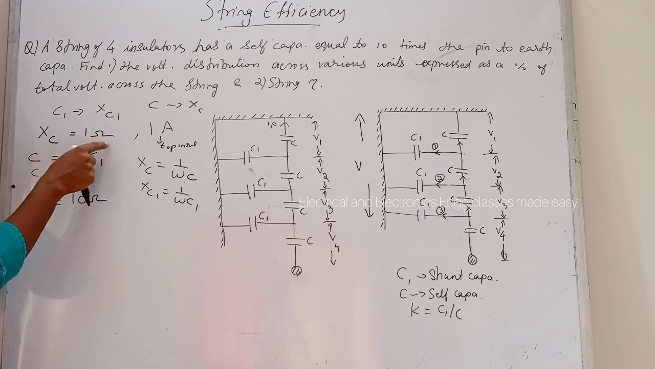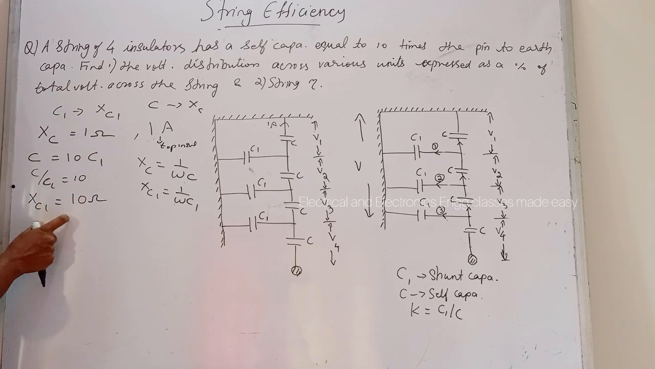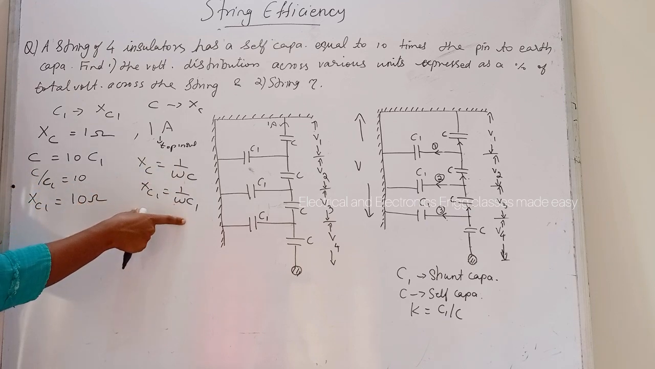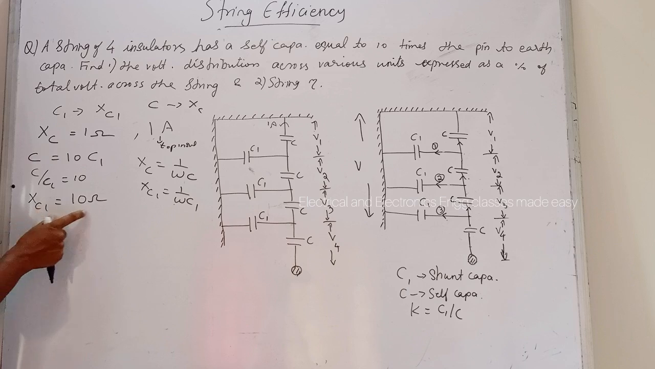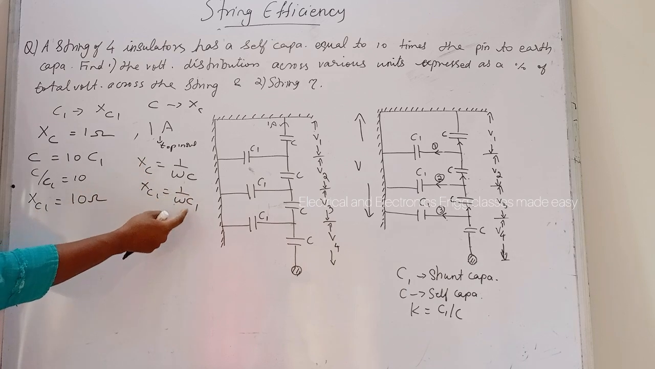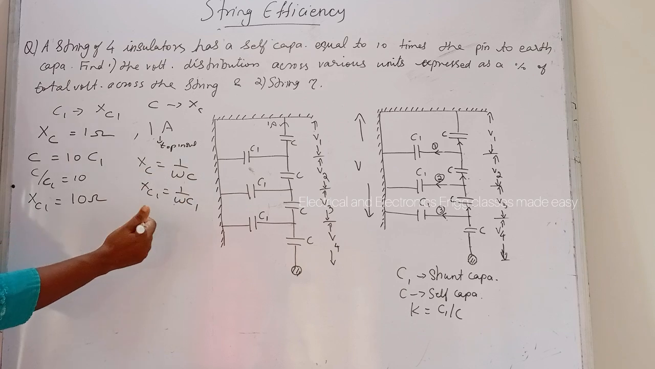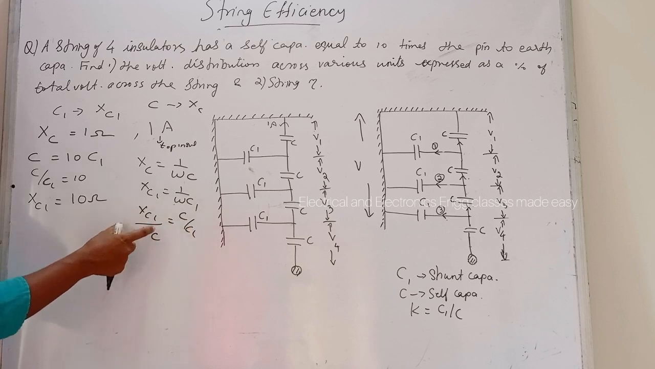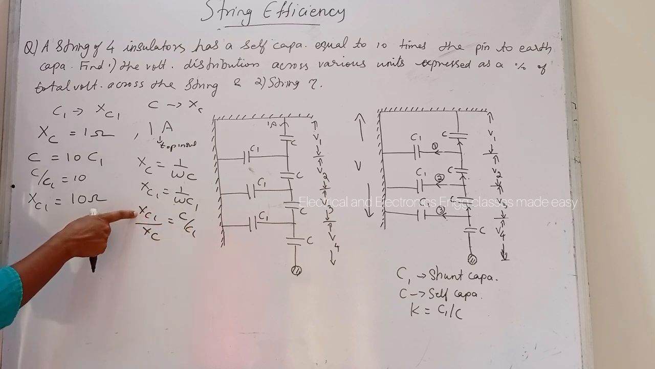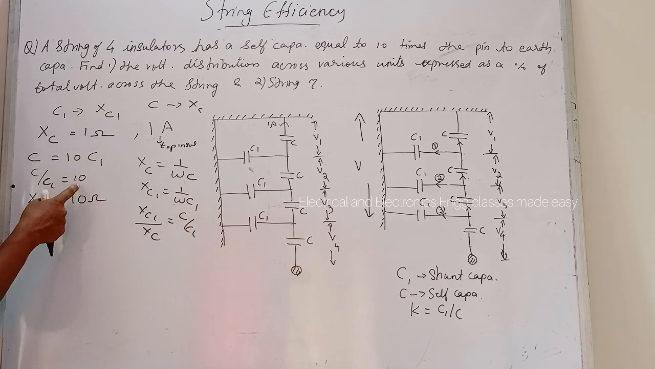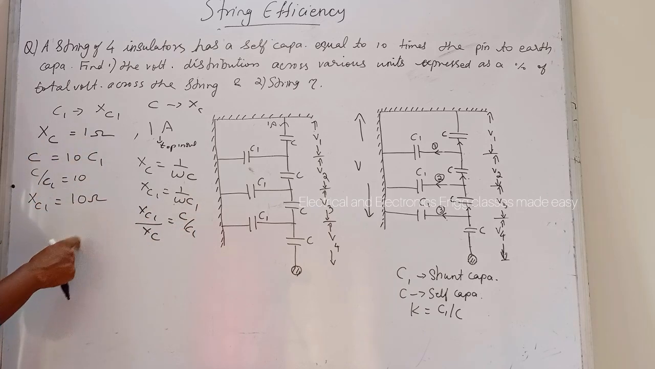So if XC is equal to 1 ohm, then XC1 will be equal to 10 ohm, because C divided by C1 is 10. From this equation we get XC1 is equal to 10 ohm, because XC1 divided by XC is equal to C divided by C1. So from this we can find XC1. XC1 is XC into C divided by C1, so we will get 10 ohm.